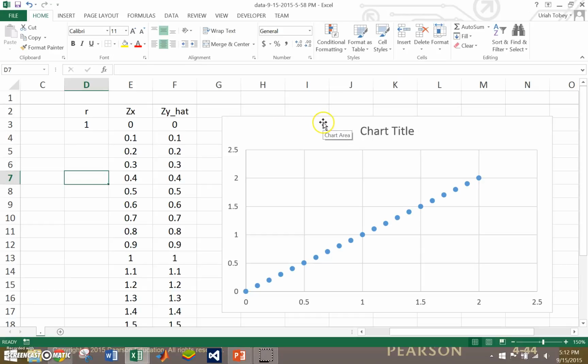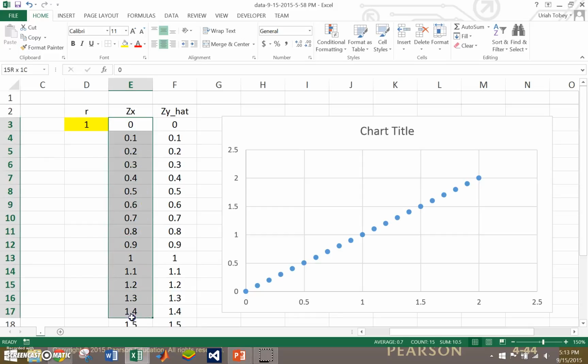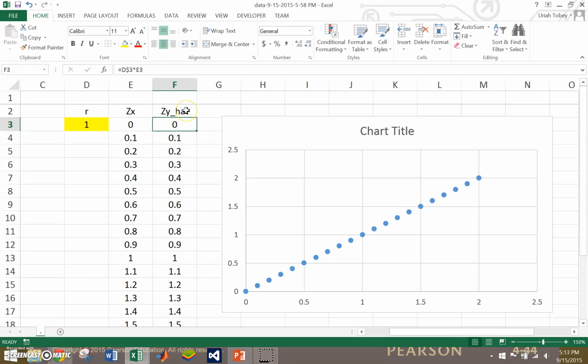So here's a chart, and basically I have the correlation coefficient over here. Let me highlight it so we can see it. And then we have zx. Now we would get this from the data, but I just picked increasing numbers from 0 to 2. And then we would get our corresponding zy hat by taking our correlation coefficient times each of these zx values, and that's how we get our corresponding zy hat values.